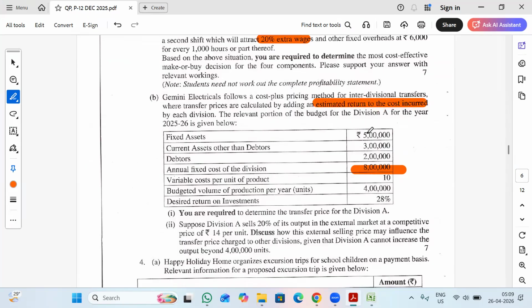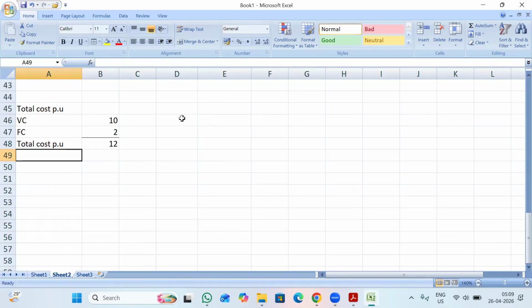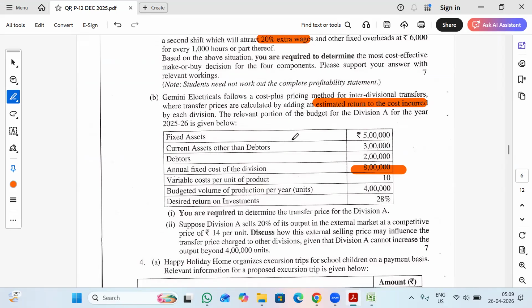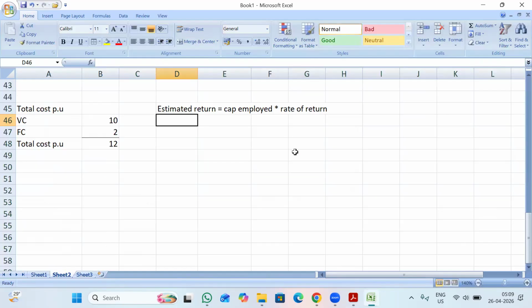So I want to calculate my estimated return. That means my capital employed. So how much I have employed my capital into, what is my required rate of return. So what is my capital employed? My fixed assets plus current assets other than debtors plus debtors. That is 5 lakhs plus 3 lakhs plus 2 lakhs.